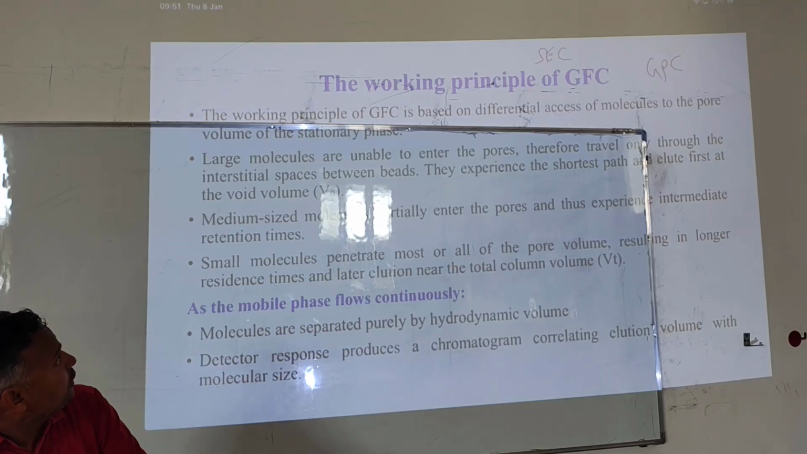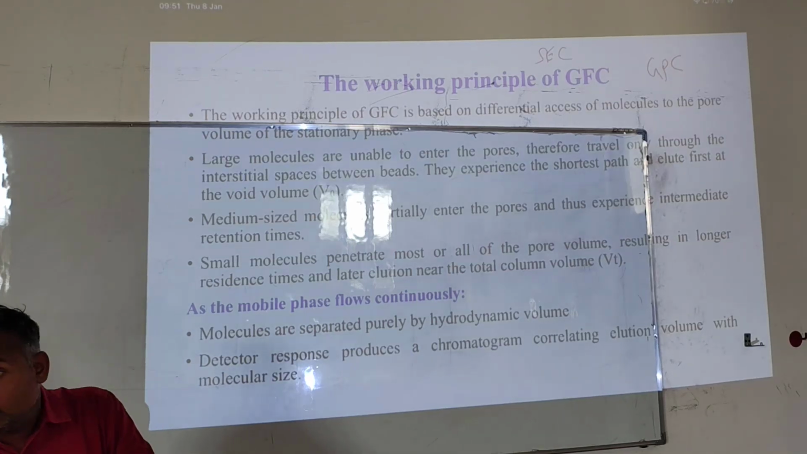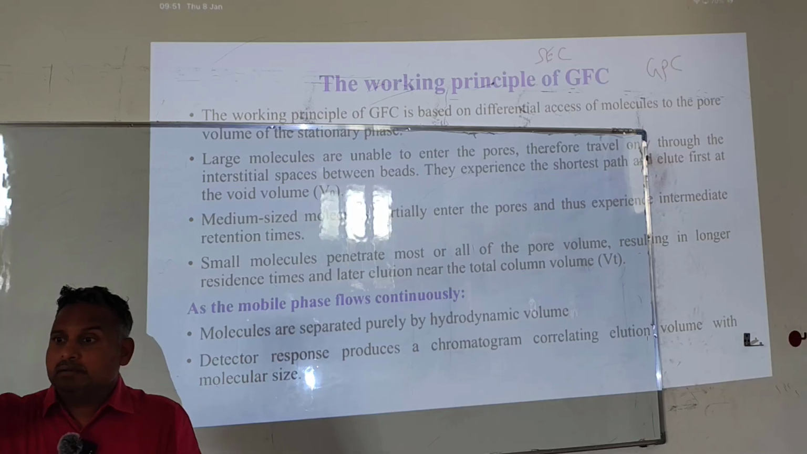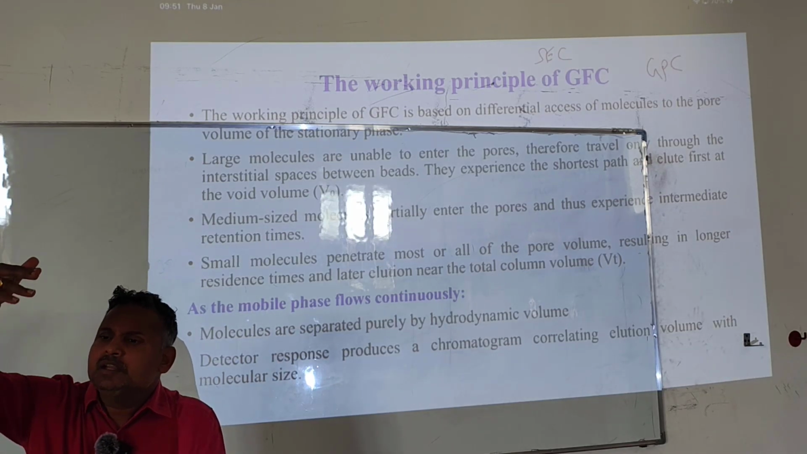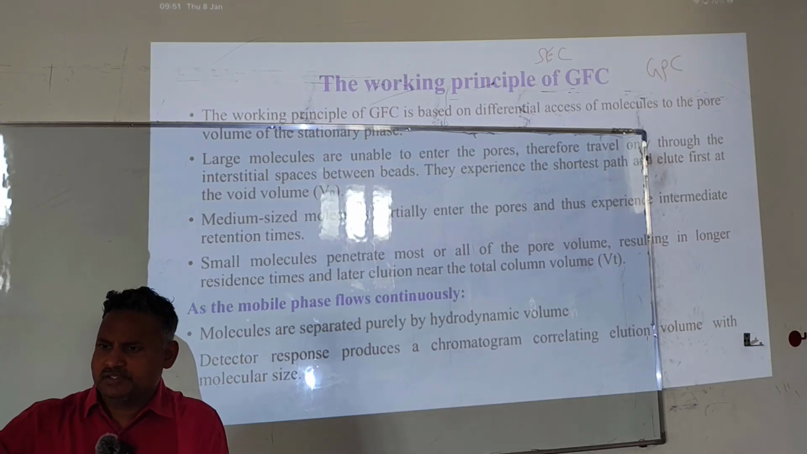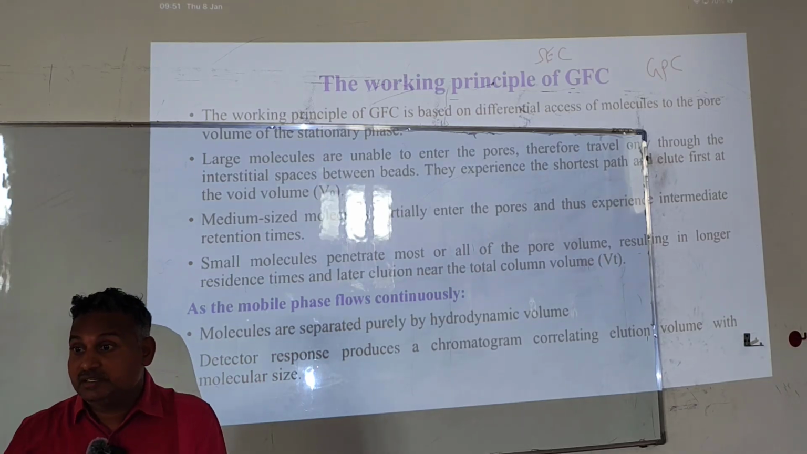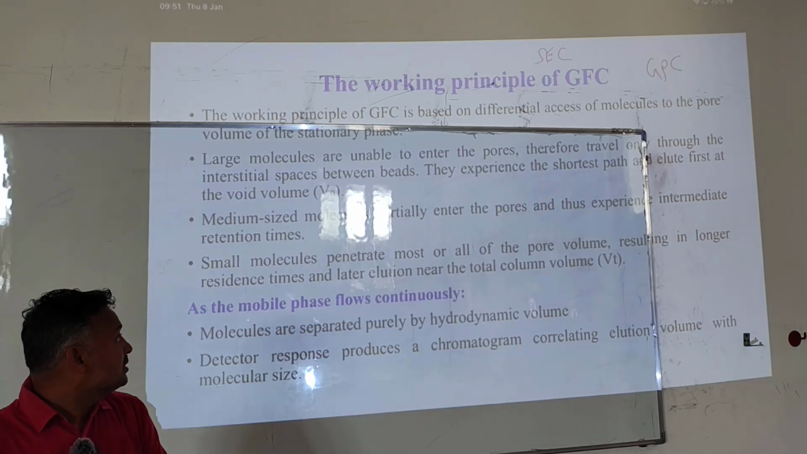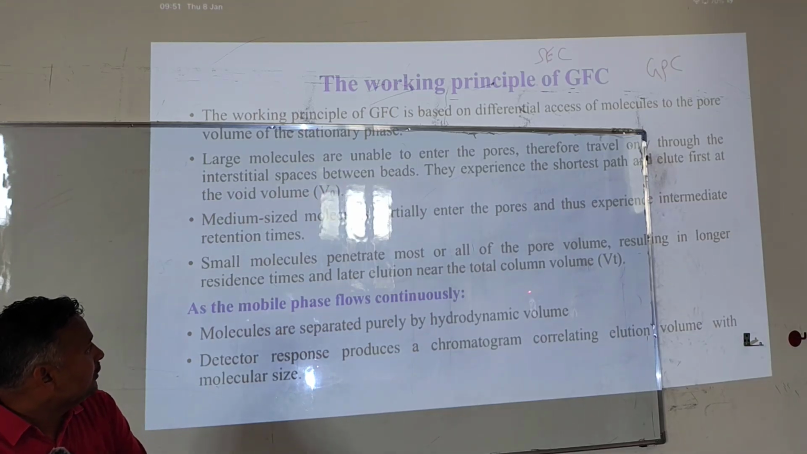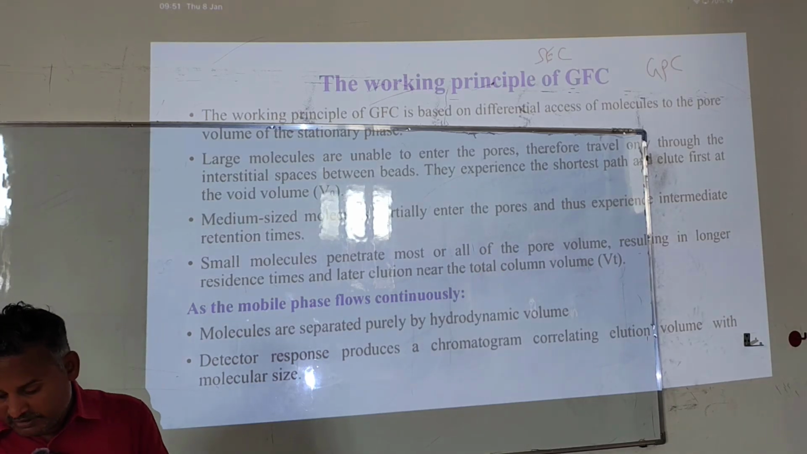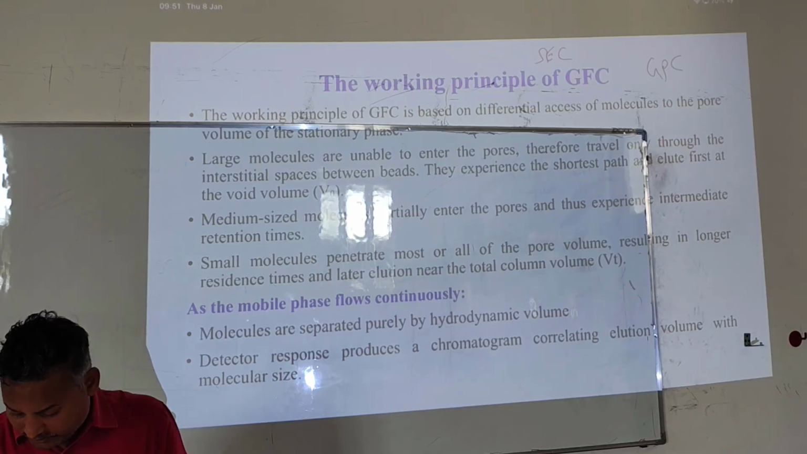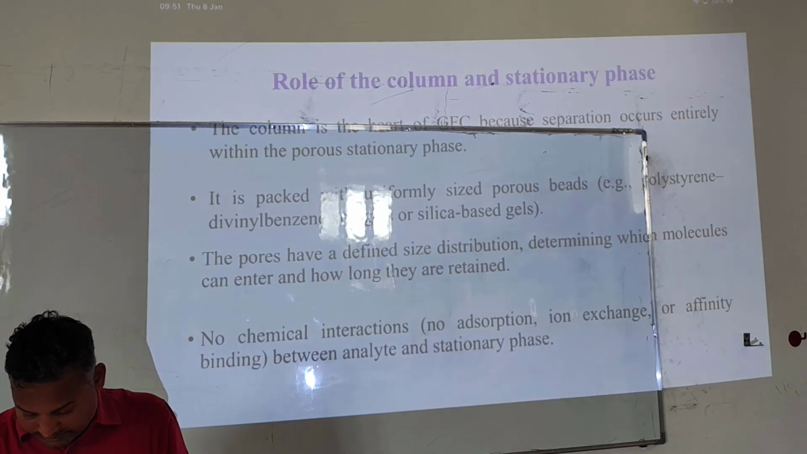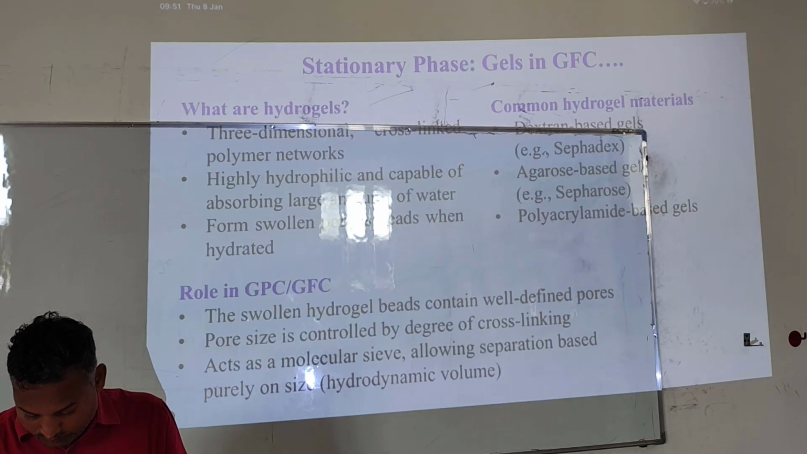Here we are seeing two things. Void volume means when the molecule is coming out fast. That means it will go along with the mobile phase, the solvent front. That is V0. And we have total column volume VT. VT is equal to, I am going to explain to you later.